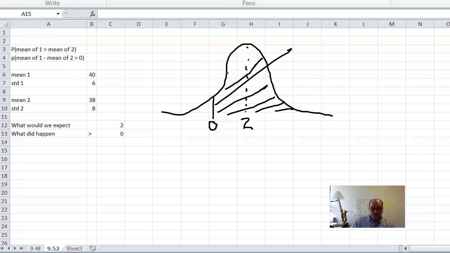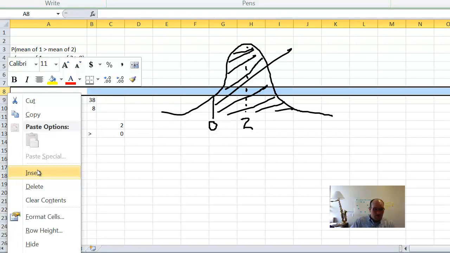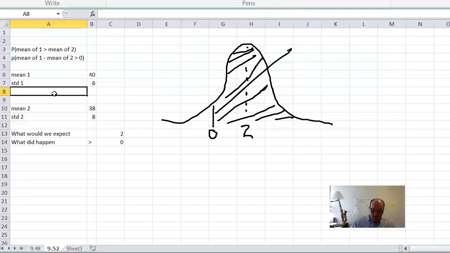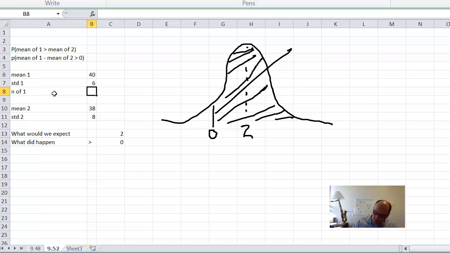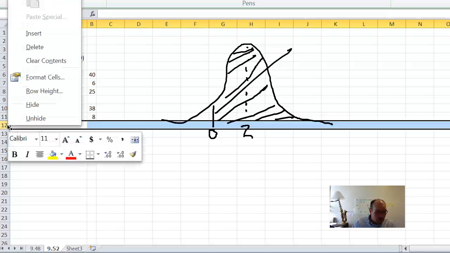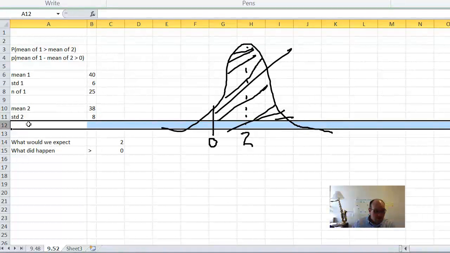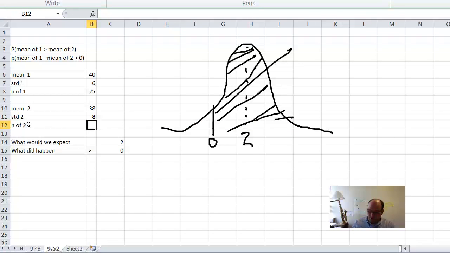So right away we can tell that this is not a bizarro world problem. It's the same type of problem, but the answer is not going to be really small. It's going to be pretty big, because most of the time 1 is bigger than 2. So what's the probability if I take a sample of each of these? By the way, let's insert a row here. What's our n of 1? The sample of both of these was the same, 25. N of 2 is also 25.